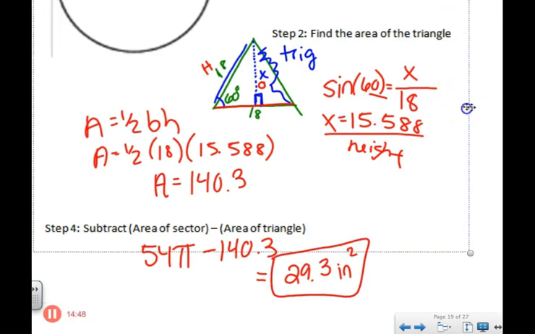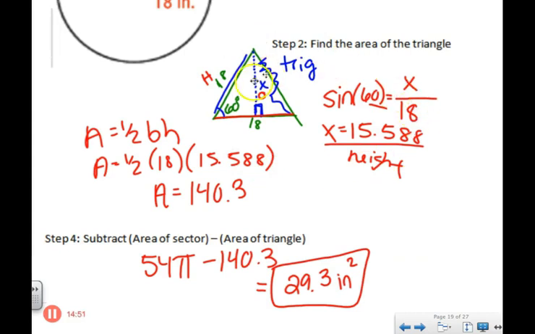Okay? So again, the hardest part is this step right here, finding the area of the triangle. Drop it down, use trig, and then plug it into your formula.